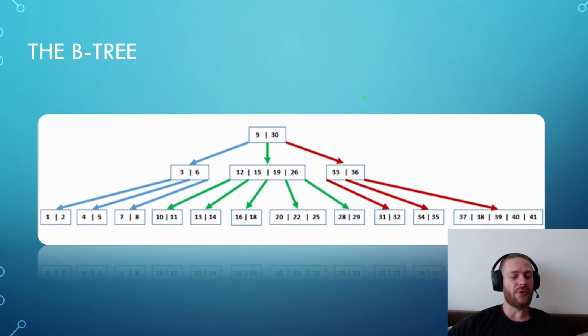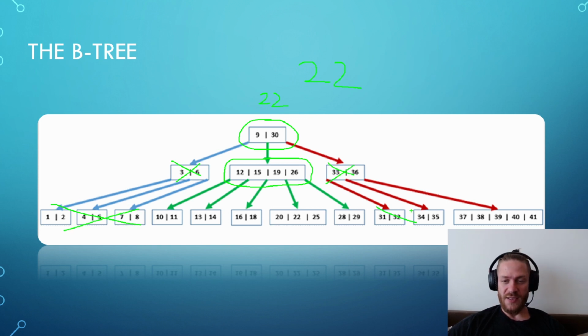For example, we want to find the number 22. So we go to the root node and see whether 22 is less than 9, greater than 30, or between these two. We see that 22 is between 9 and 30, so we search for 22 in this node. And we don't need to search in these parts of the tree. We no longer need to consider them.